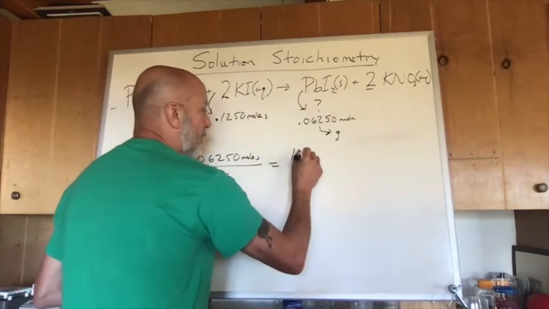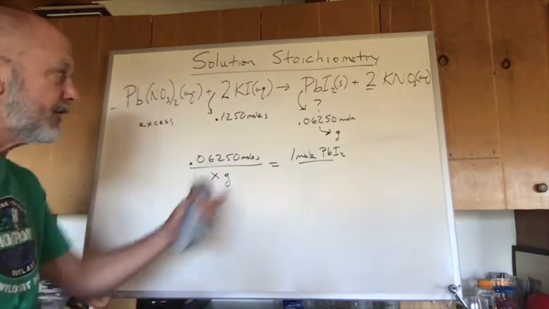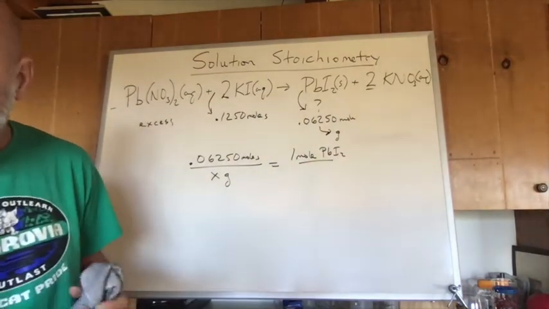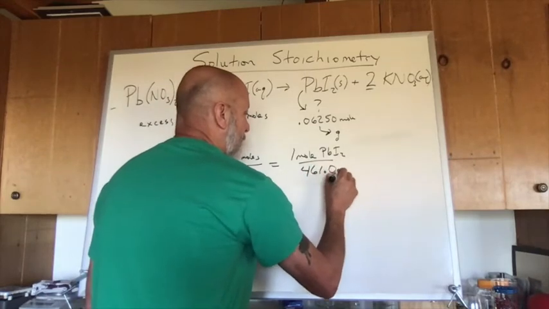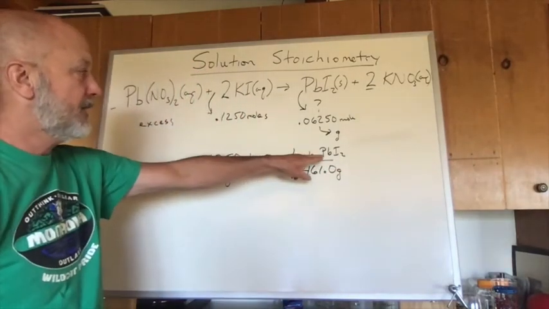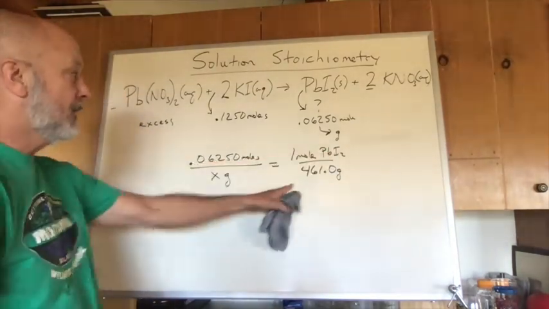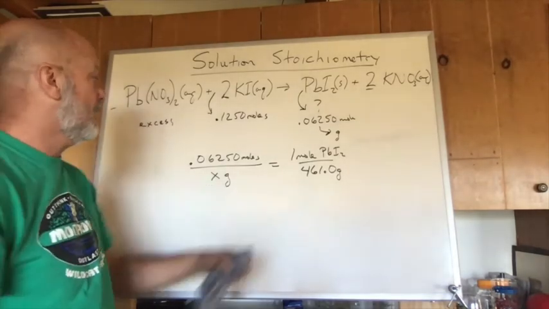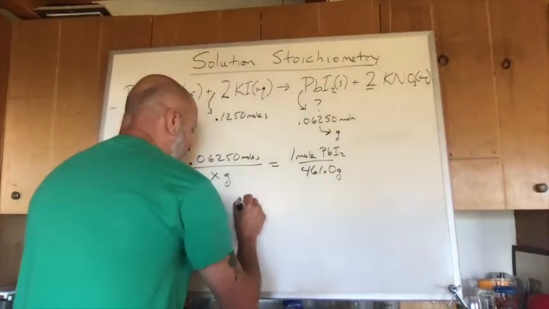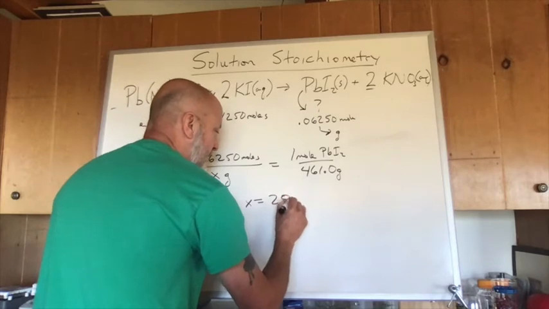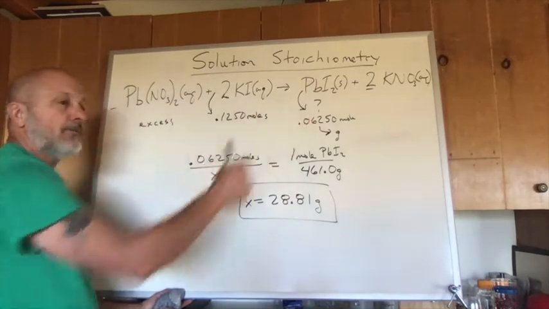If I have 1 mole of lead 2 iodide, and I go to my periodic table, I find the mass of lead, I find 2 iodides, I add them together, and you will get, try that, you will get 461.0 grams. A mole of lead 2 iodide, take the mass of lead, 207.2, 2 iodides, 126.9 times 2, add it all together, you should get 461.0 grams. Cross multiply and do the rounding that we need, and x equals 28.81 grams. That's the amount of solid precipitate that will form.